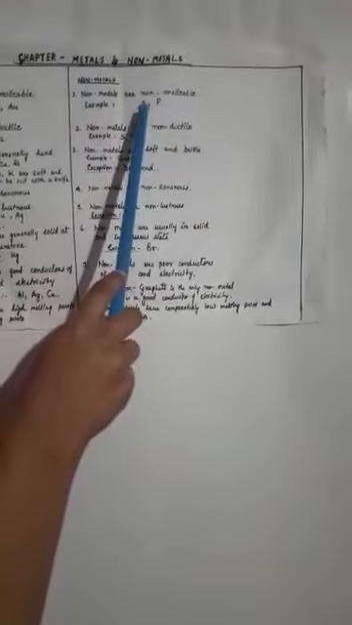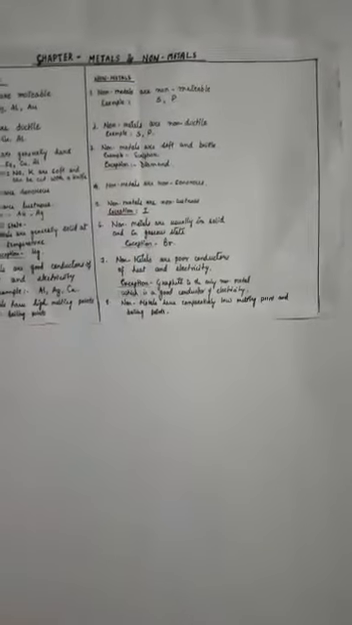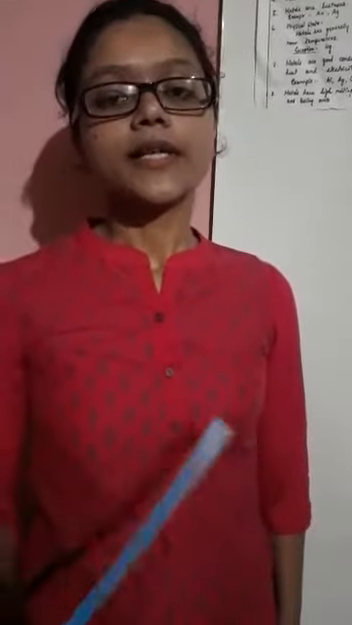Non-metals are non-malleable. Examples are sulfur and phosphorus. That means non-metals cannot be beaten into thin sheets. On hammering, they get broken into pieces.